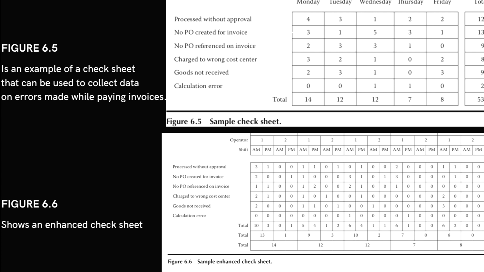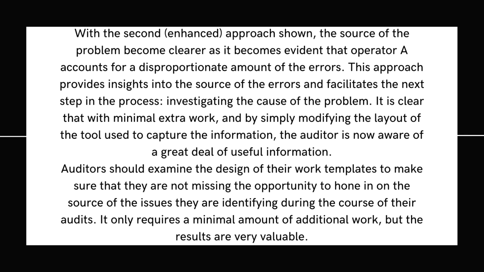Next, we can see Figures 6.5 and 6.6 on the right side. Figure 6.5 is an example of a cheat sheet that can be used to collect data on errors made while paying invoices, and Figure 6.6 shows an enhanced cheat sheet. With the second approach shown, the source of the problem becomes clearer as it becomes evident that operator A accounts for a disproportionate amount of the errors. This approach provides insights into the source of the errors and facilitates the next step in the process.